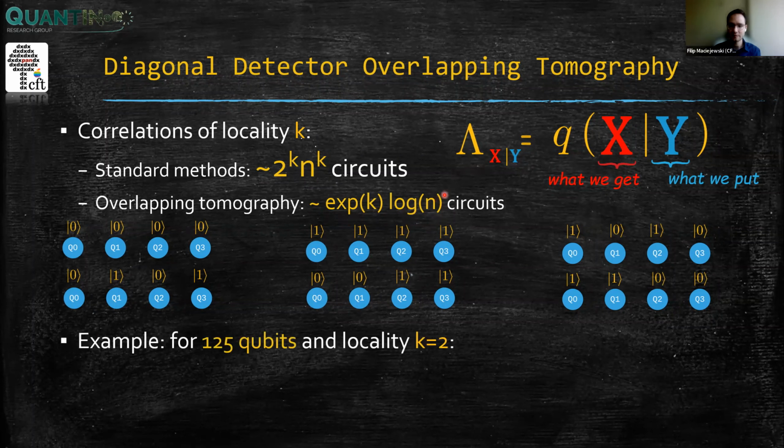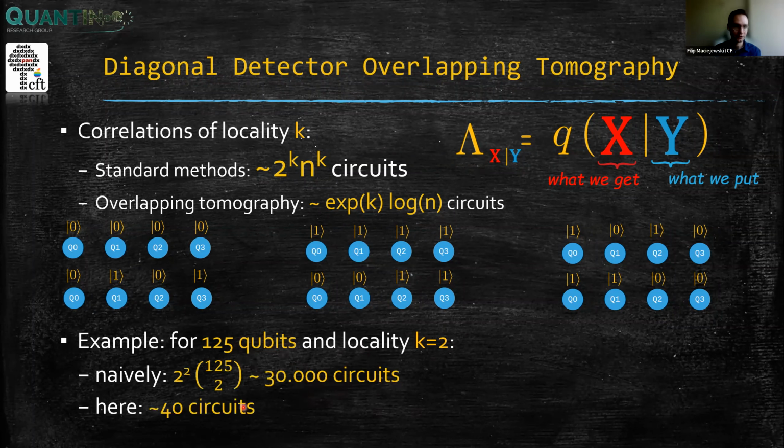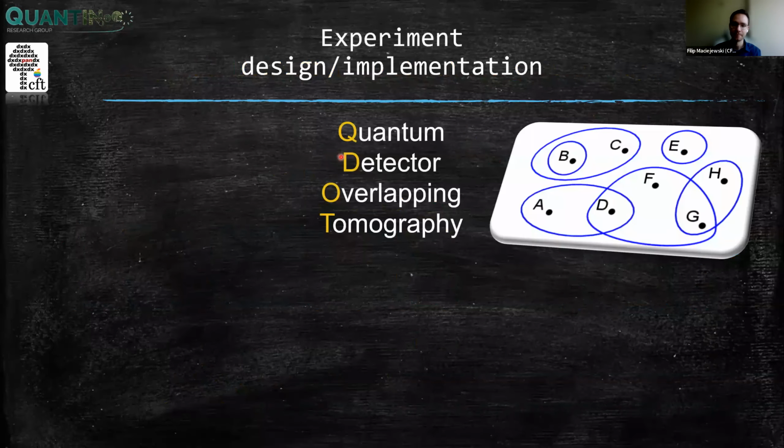What it means in practice, for example, if you want to characterize all pairs on a 125 qubit device, the naive strategy would require you to do something like 30,000 circuits, but here you can actually do it with something like 40. So this is a very, very nice reduction. This makes the procedure very nicely scalable for any system size, provided that you want to characterize only small, local correlations, that k is not too high, so the size of those subsets that you characterize.